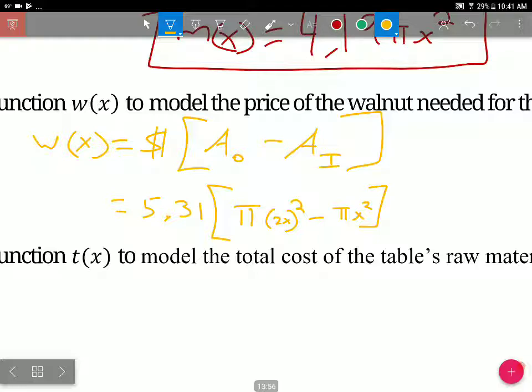All right, let's clean that up a little bit. What can you do to clean this up? We can distribute the 5.31. So let's take care of this as well. What's 2 times 2? 4. So what's 4 times 531?